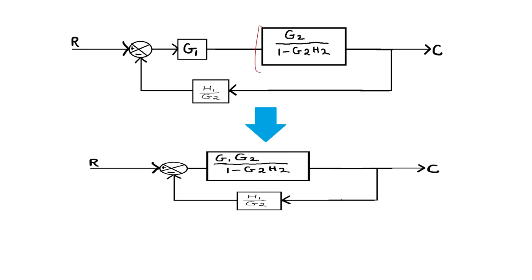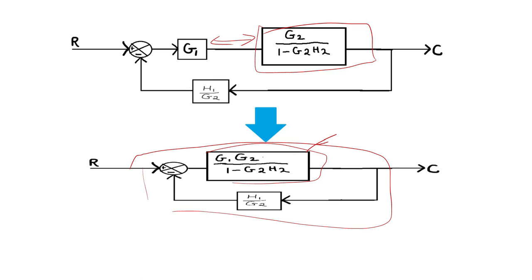So this is your equivalent closed loop transfer function, and now these two blocks are in series. So their equivalent would be the product. So we will get G1 G2 upon 1 minus G2 H2. And now again you have this closed loop transfer function. This is your forward path element and this is your feedback path element.